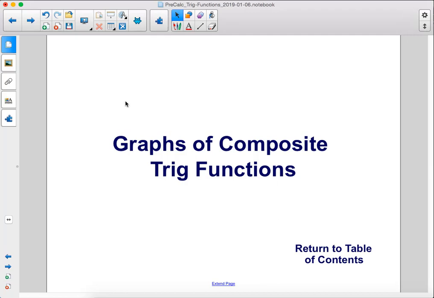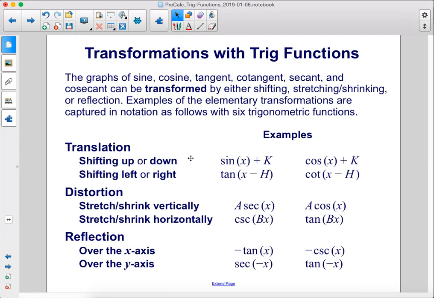Graphs of composite trig functions. The graphs of sine, cosine, tangent, cotangent, secant, and cosecant can be transformed by either shifting, stretching, shrinking, or reflection. Examples of the elementary transformations are captured in notation as follows, with 6 trigonometric functions.